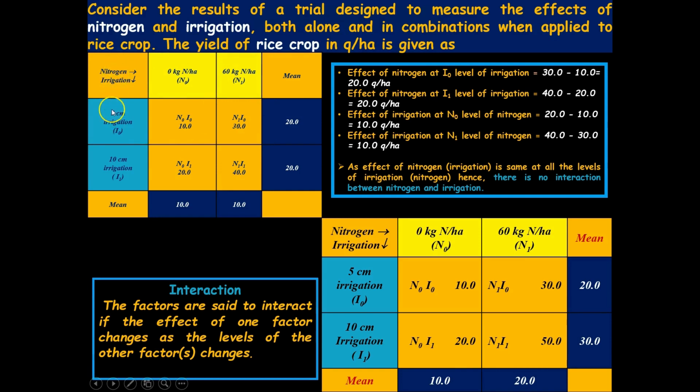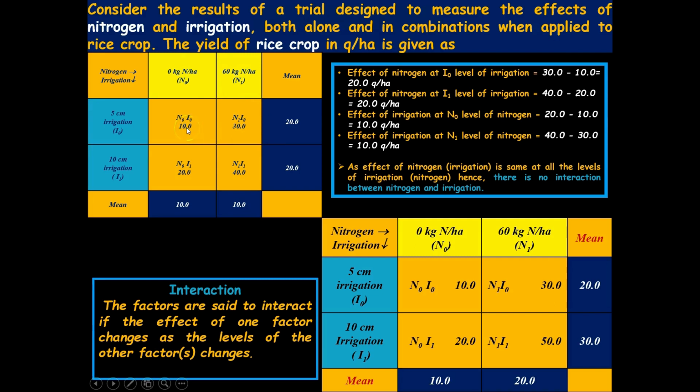So we have two irrigations, one at 5 centimeter and another one at 10 centimeter, and the other factor, that is nitrogen, one is at 0 kg per hectare and another one is 60 kg per hectare, and we have different responses here. 10 kgs with the first level of irrigation when no nitrogen was given, and this is the first level of irrigation when 60 kg of nitrogen was given.